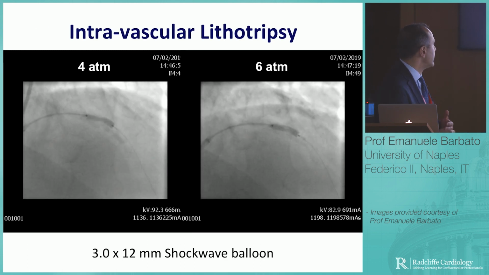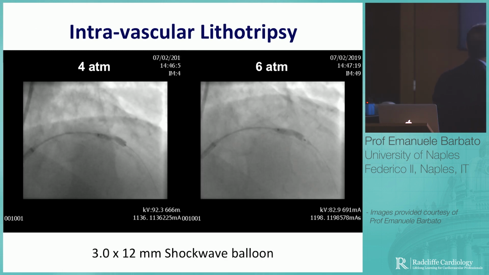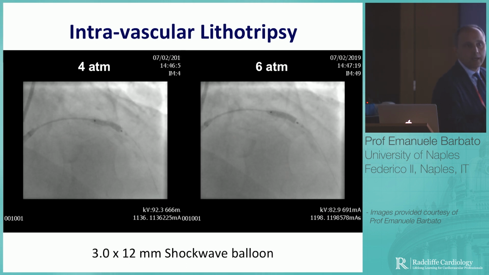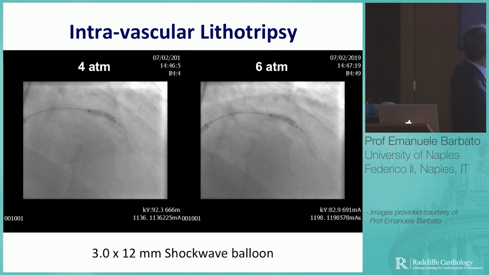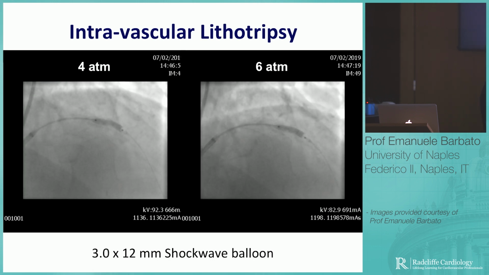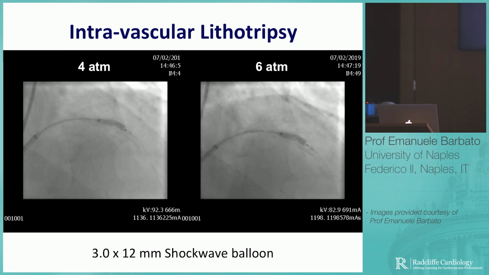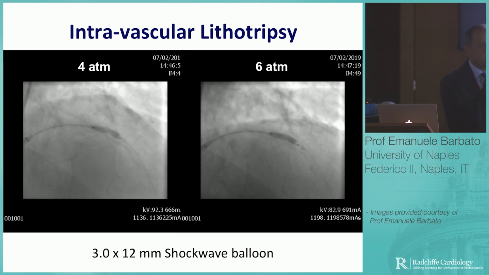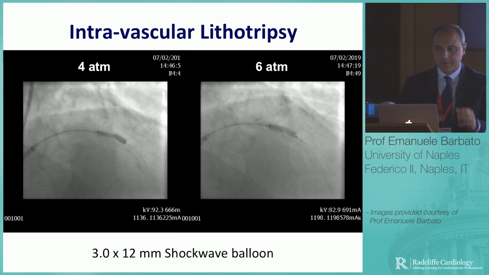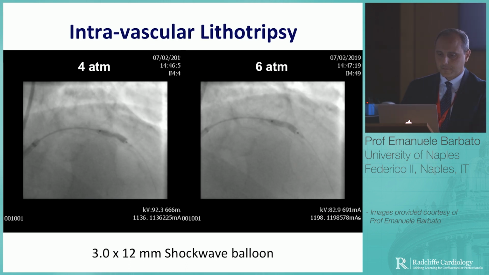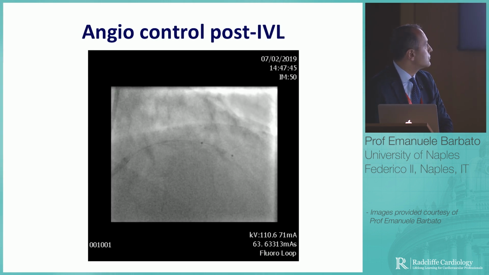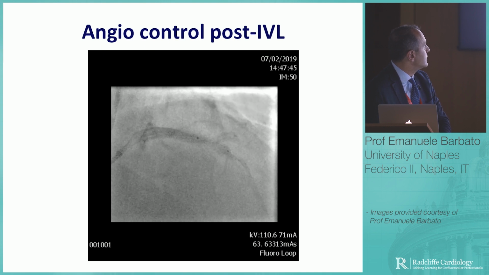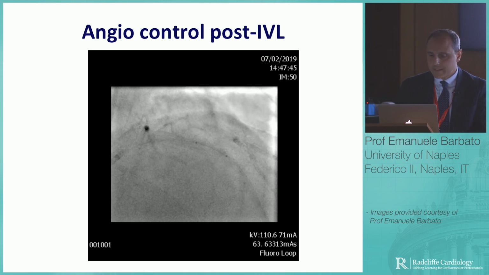What we used in this case was a 3.12 shockwave balloon. We did two runs. This is at 4 atmospheres, and this is the final inflation at 6 atmospheres. Towards the end of this cine, you might perhaps notice that the balloon opens up a bit. This is the angiographic control after the shockwave balloon. There is some elastic recoil.